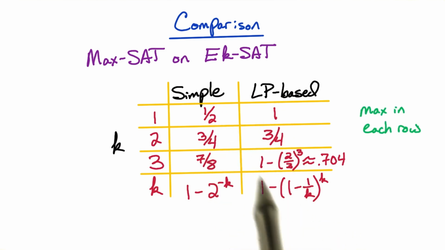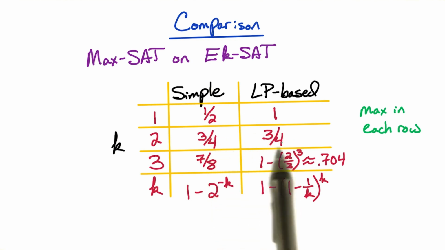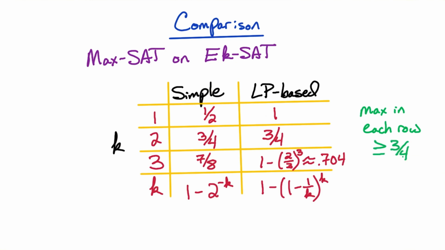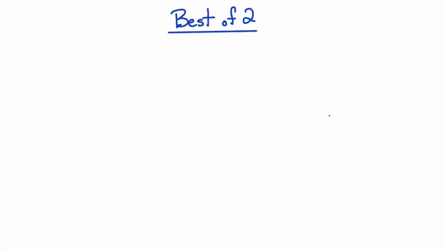The key observation is that if you look at each row, the max in each row, the best of these two schemes for every k, is at least 3/4. So can we combine these two schemes to achieve a 3/4 approximation? Yes, we can. Here's our combined algorithm.